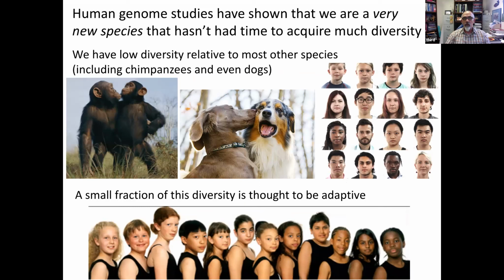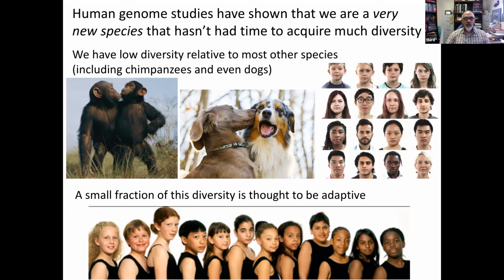As a species, we've only been around for 200,000 years or less. Not enough time to acquire much diversity in our population. In fact, we have much lower diversity relative to most other species, including chimpanzees. Chimpanzees are much more diverse than humans, but we don't refer to chimpanzees as subspecies or races. And so really there's no genetic basis for humans to accept racial divisions.